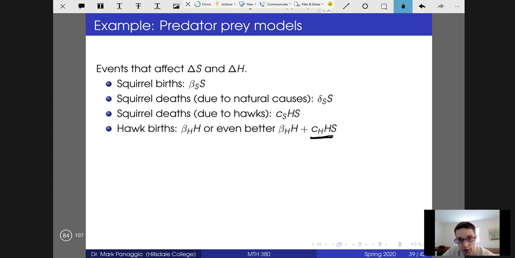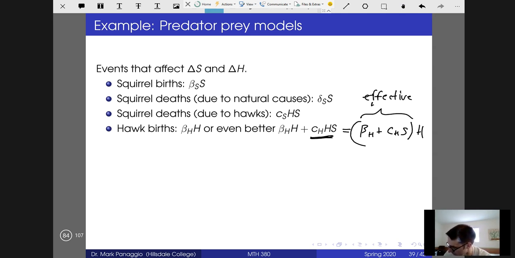So because the interactions between hawks and squirrels are proportional to h times s, this adjustment to the birth rate is also going to be proportional to h times s. Or you could also think of that as just the birth rate is beta h plus c h times s, all times h. So I've just factored out an h there, and that's just saying the more squirrels we have, the higher the birth rate is going to be, where this is the effective birth rate. And beta h is basically the baseline birth rate.